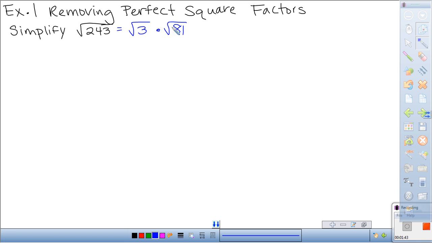The square root of 3 times the square root of 81 is still equal to the square root of 243. But now we can take the square root of 81. So we have the square root of 3, can't take the square root of that, times the square root of 81, which is 9. So we end up with 9 square roots of 3. And that's great if you can quickly find the perfect square factor of your number, then that is a great, quick, and easy method. However, it's not always easy to find the perfect square, so here's another way you could work the same problem.